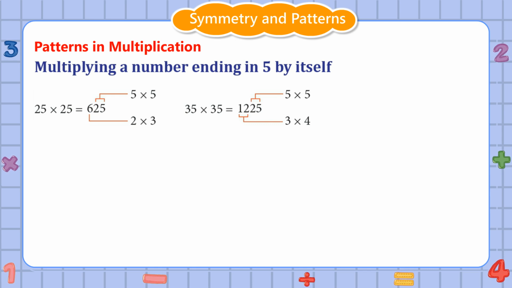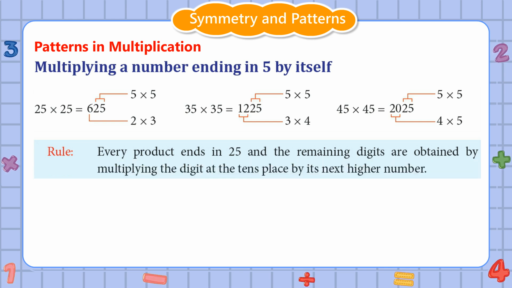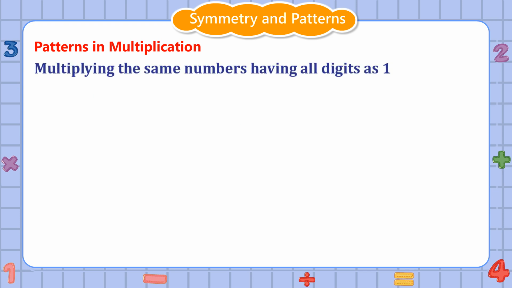25 is 5 multiplied by 5. 45 multiplied by 45 is equal to 2025. 20 is 4 multiplied by 5. 25 is 5 multiplied by 5. Rule: every product ends in 25 and the remaining digits are obtained by multiplying the digit at the tens place by its next higher number.